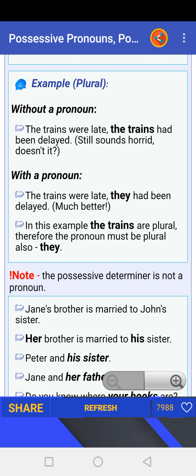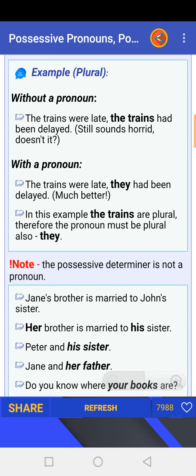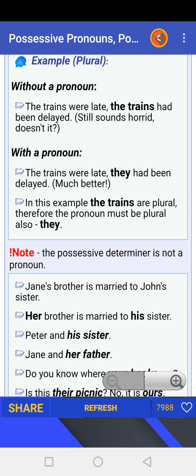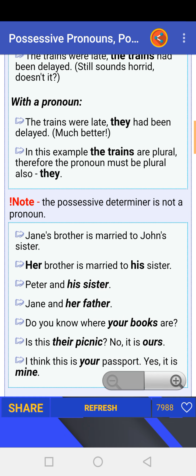Now let's see an example of a plural pronoun. And the same sentence in the plural. The trains were late. The trains had been delayed. So here it still sounds horrid, doesn't it? Yes. So we have a repetition of the words the trains.